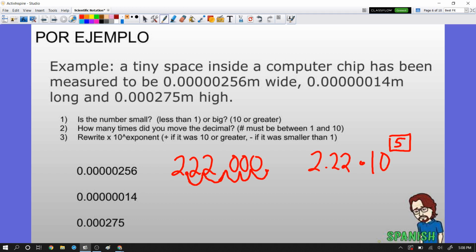So this is a big number. It coincides with the positive exponent. Por ejemplo.